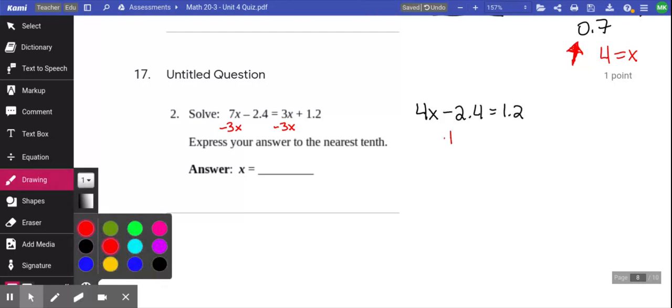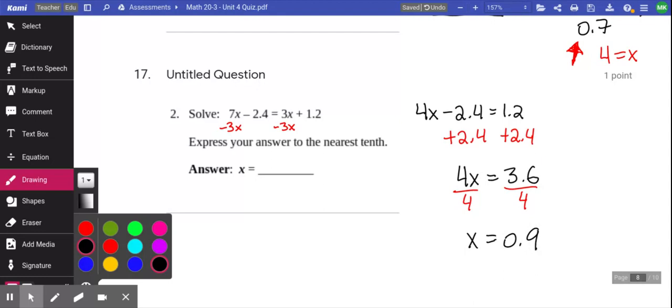I'm then going to add 2.4 to both sides. That gives me 4x equals 3.6. And I'm going to divide both sides by 4. And that should give me x equals 0.9, I believe. Yeah, that sounds right.